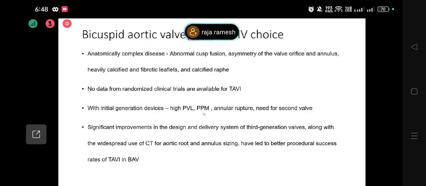Similarly, the permanent pacemaker implantation rate will be high. Similarly, patient-prosthesis mismatch is high. If you oversize, there will be a risk of annular rupture, and if you undersize, there is a risk of valve migration needing a second valve. But with significant improvements in the design and delivery system of the third generation valves, along with widespread use of CT angiogram for aortic root and annular sizing, there is better procedural success in TAVI for bicuspid aortic valves.